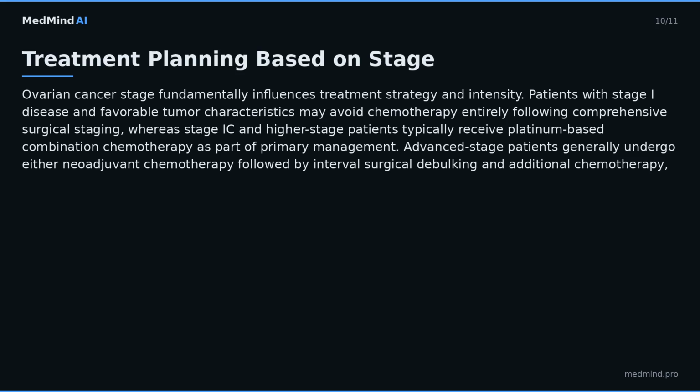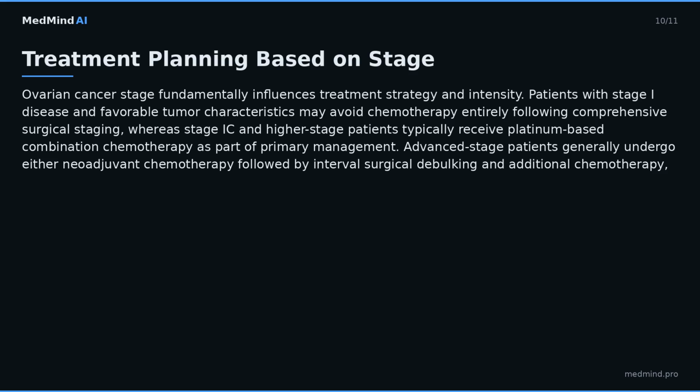Treatment planning based on stage. Ovarian cancer stage fundamentally influences treatment strategy and intensity. Patients with stage I disease and favorable tumor characteristics may avoid chemotherapy entirely following comprehensive surgical staging, whereas stage IC and higher stage patients typically receive platinum-based combination chemotherapy as part of primary management. Advanced stage patients generally undergo either neoadjuvant chemotherapy followed by interval surgical debulking and additional chemotherapy, or primary surgical cytoreduction followed by adjuvant chemotherapy, depending on clinical factors and institutional preferences.